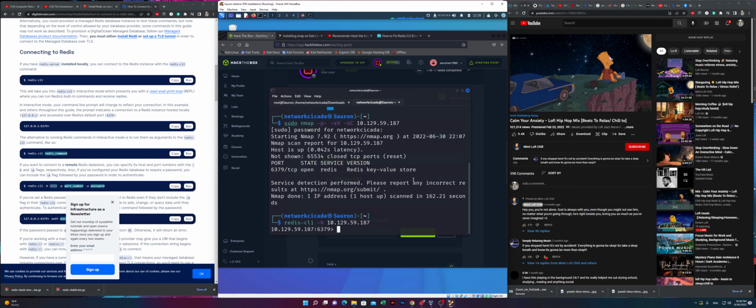We need to start running some commands to gain some information from this. A prompt will show up. Write keys and the star key. This usually takes a while.